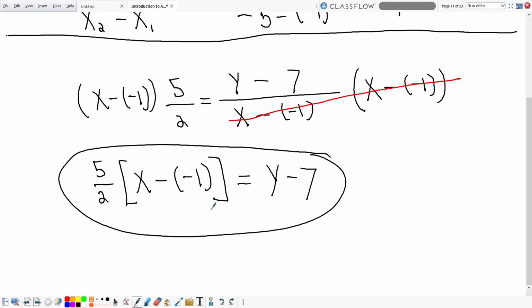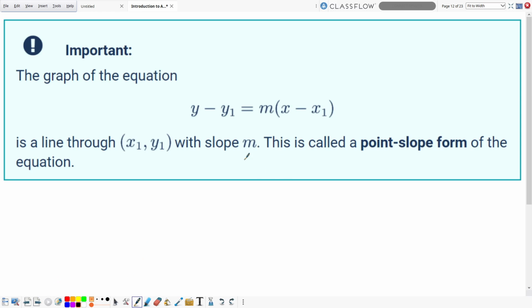So what this is an example of is something called point slope form of a linear equation. And it's just a consequence of the slope formula we started out with. So the way point slope form works is it's your general y minus y1 equals your slope times your general x minus x1. All this is, you take the formula for slope, m equals y minus y1 over x minus x1.